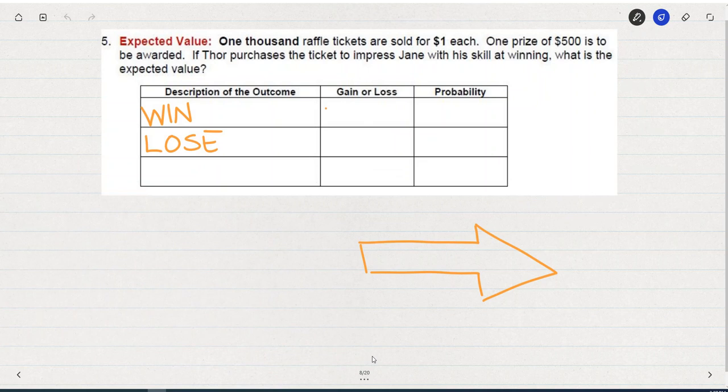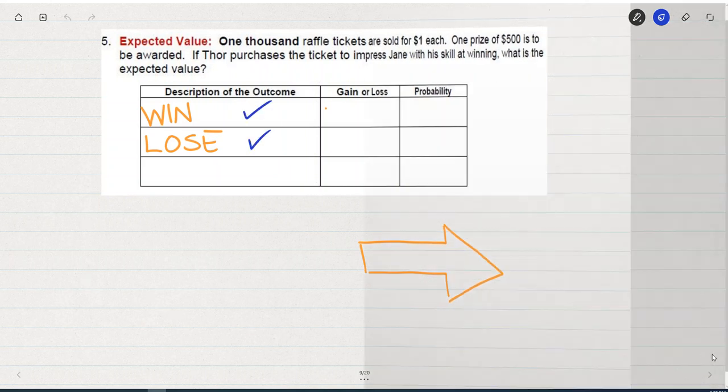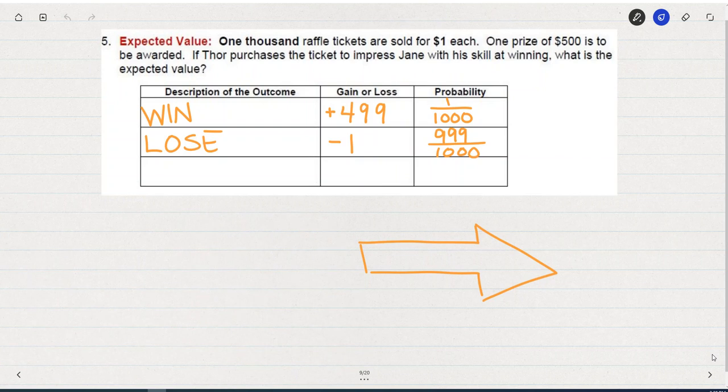These raffle tickets cost $1, and there's one prize, and only one person's going to win. So it's only $1, but out of the 1,000 people who play, there's only one winner, and that winner is going to get $500. So we could describe the two outcomes as either winning or losing. When you win, notice that the gain is actually $499.